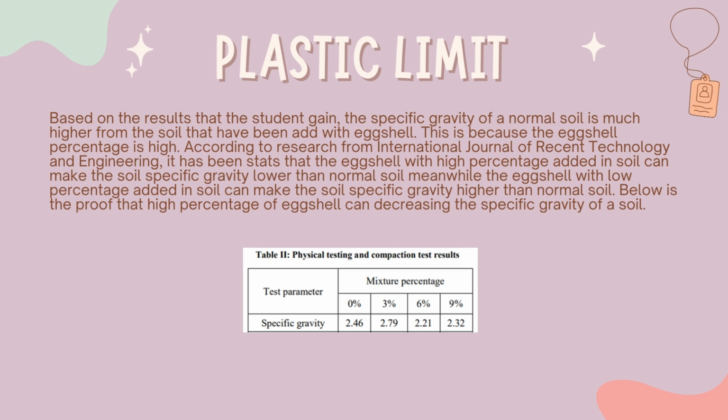This is because the eggshell percentage is high. According to research from the International Journal of Recent Technology and Engineering, eggshell added in a high percentage can make the soil specific gravity lower than normal soil. Meanwhile, eggshell added in a low percentage can make the soil specific gravity higher than normal soil. Below is the proof that a high percentage of eggshell can decrease the specific gravity of the soil.